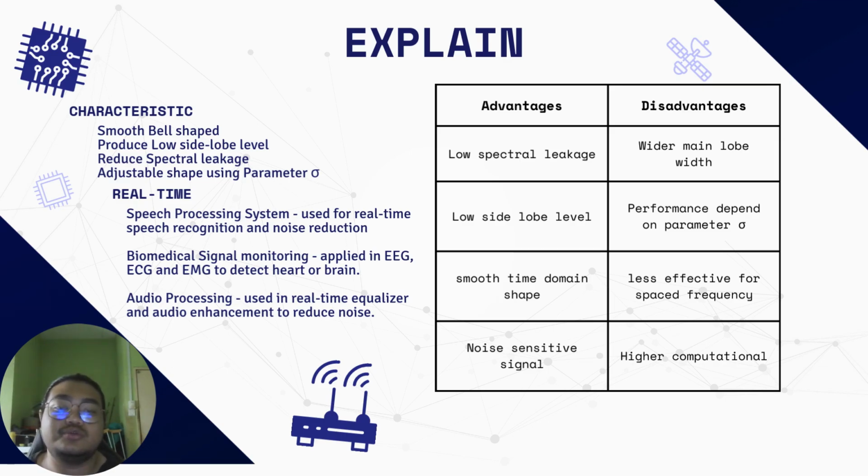Then lastly, we go through the advantages and disadvantages. Firstly, the advantages are low spectral leakage, low side lobe level, smooth time domain shape, and suitability for noise-sensitive signals. For the disadvantages, wider main lobe width, performance depends on parameter sigma, less effective for close frequencies, and higher computational cost.